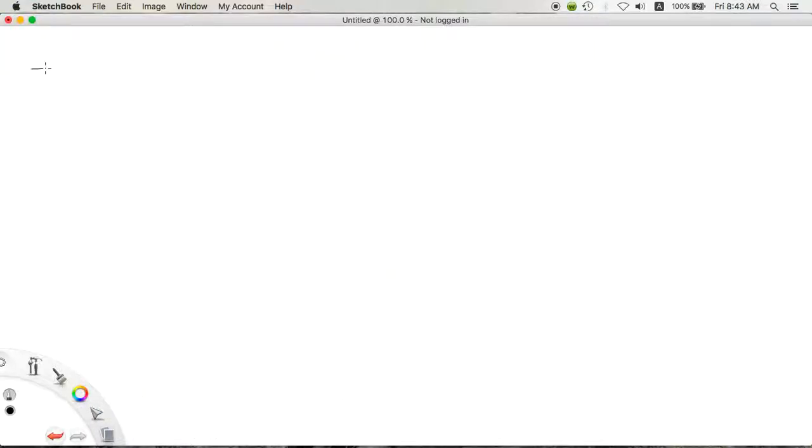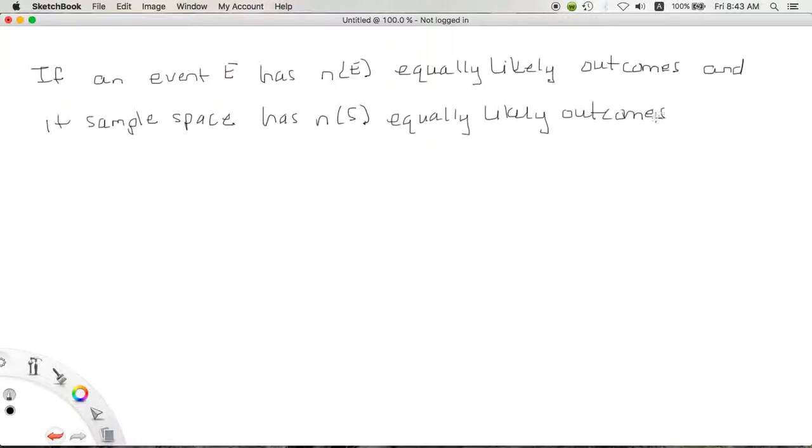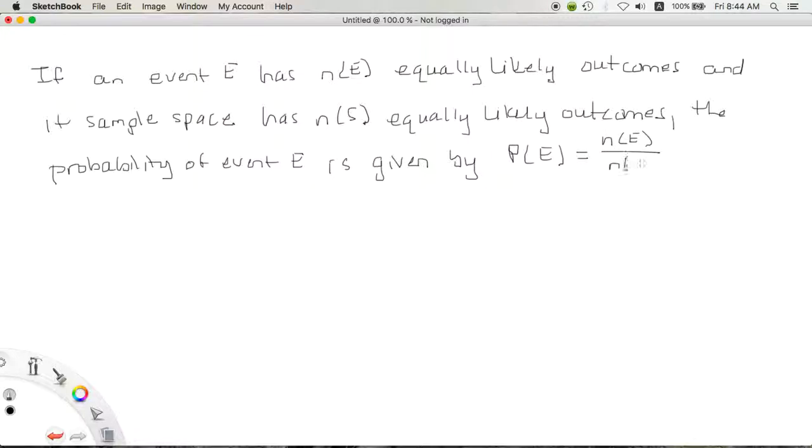So let's write that out as a definition. If an event E has N of E equally likely, that's very important, equally likely outcomes, and its sample space, remember that's all the possible things, has N of S equally likely outcomes, the probability of event E is given by P of E is equal to the number of outcomes of the event divided by the number of outcomes of the sample space.